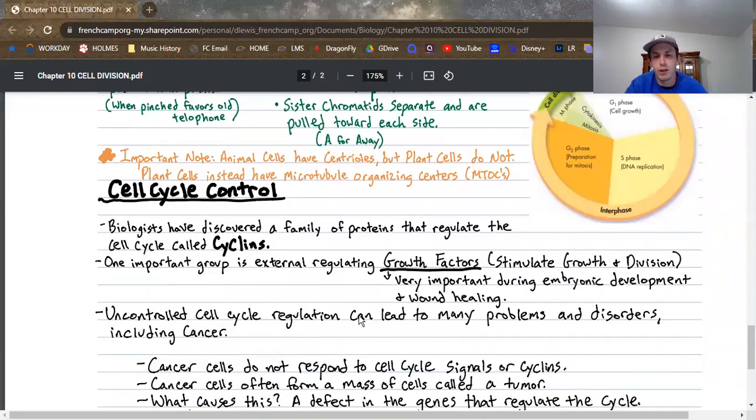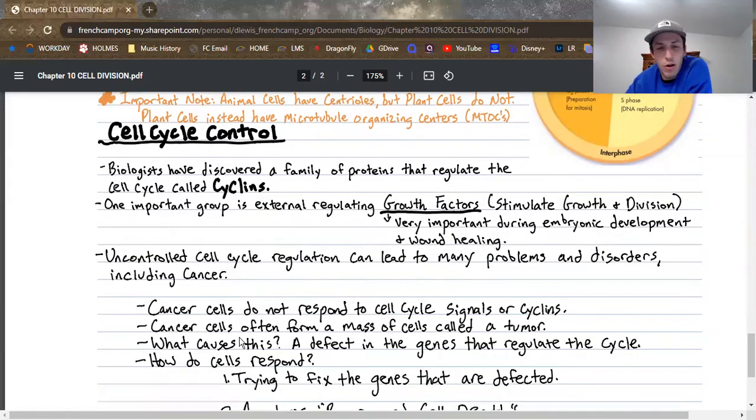Uncontrolled cell cycle regulation can lead to many problems and disorders, including cancers. That's what cancer is, uncontrolled cell growth. Cancer cells do not respond to cell cycle signals or cyclins. And so pretty much when they get turned on, they do not turn back off. When these cells start to regulate and grow and divide, they miss the point where they're supposed to stop. So cancer cells often end up forming a mass of cells called a tumor. Tumors can be cancerous, but not all tumors are cancerous. That's important to note as well.